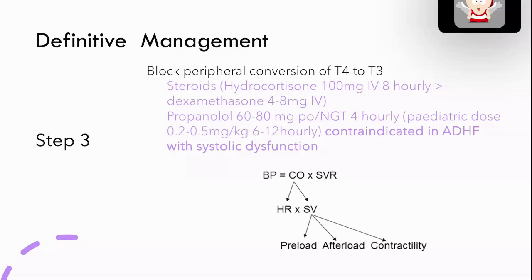And I've just explained why there with that little diagram. So we know that our blood pressure depends on our cardiac output and our systemic vascular resistance. And very importantly, we know that cardiac output is heart rate times stroke volume. And so if we're in failure and our heart is working as hard as it can, and we drop that heart rate, the patients are going to decompensate. So that's just important to consider, not to use beta blockers in these patients if they are in failure.